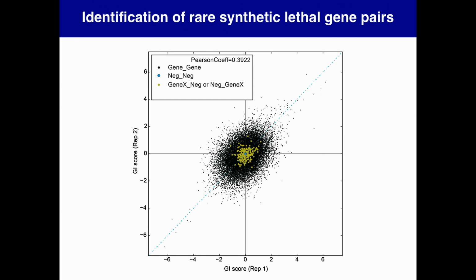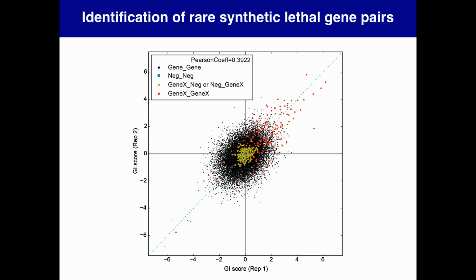So what I'm showing you here is the genetic interaction score of one replicate on this axis. This is the difference between the measured phenotype of the double mutant and the expected phenotype from the two single mutants. And the second replicate on this axis. And what you can see is that by and large, the vast majority of these gene pairs have no genetic interaction at all. And this, in fact, is not that surprising if you think about it. Most genes don't actually have too many synthetic lethal interactions.